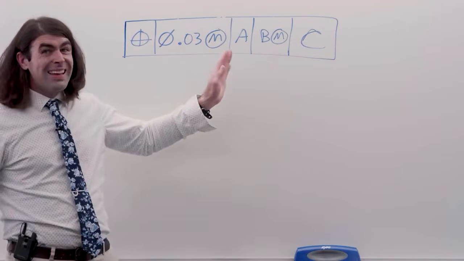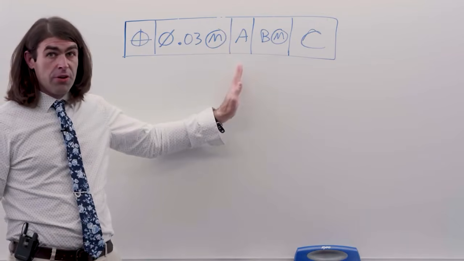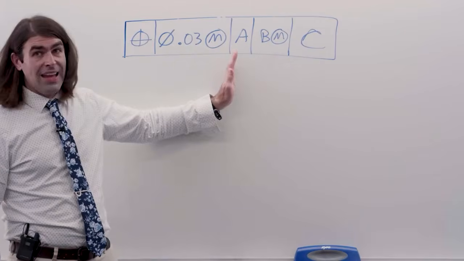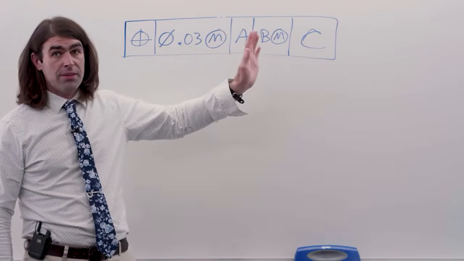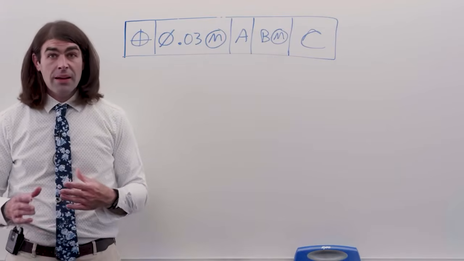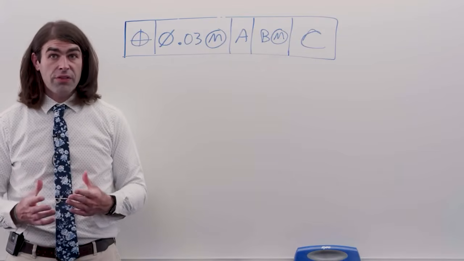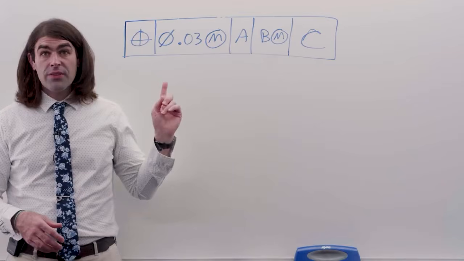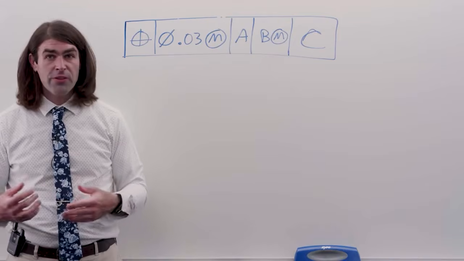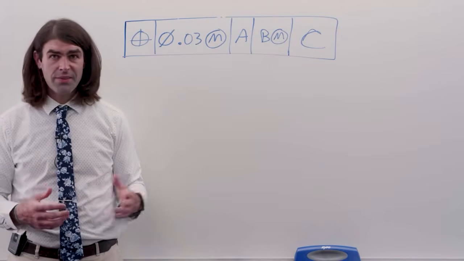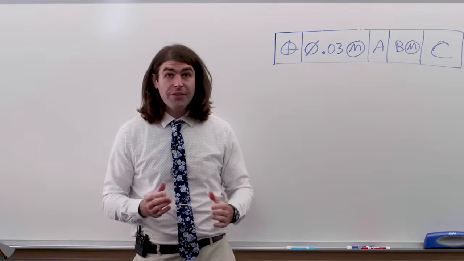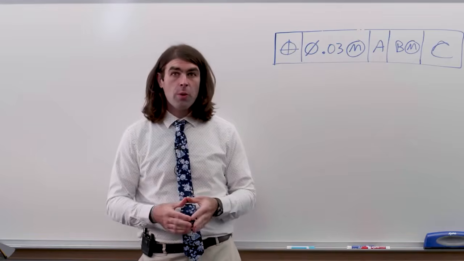Now, depending on the datum feature, sometimes these will have material conditions. In this case, A doesn't have a material condition, B does. B applies at MMC, which can make gauging easier. Now, if the datum feature is a feature of size, again, just like the tolerance, it's going to be regardless of material boundary, which is analogous to regardless of feature size, unless you've got an MMC or an LMC symbol in there, okay?